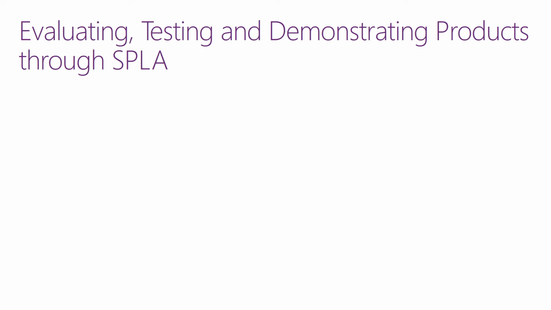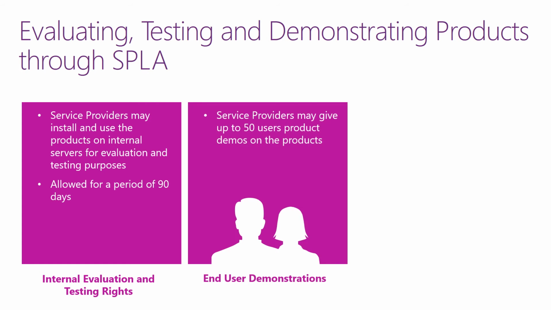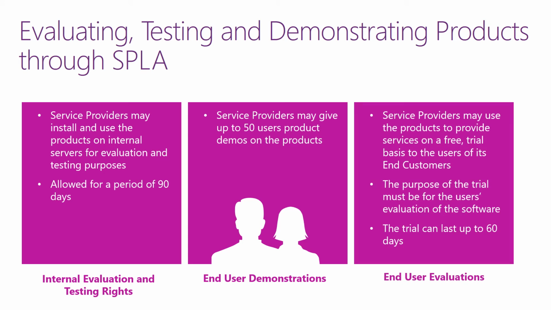And finally, let's turn our attention to the rights that a service provider has for evaluating products internally and demonstrating them externally. As you can see here, there are evaluation and testing rights of products included under the SPLA agreement. A service provider may deploy any products on his internal servers for evaluation and testing purposes for a period of up to 90 days. In addition, they can give up to 50 users in an end customer product demos on the products and can also offer a trial. And you can see here that the trial must be free and its sole purpose must be for the users in the end customer to evaluate the software for up to 60 days.